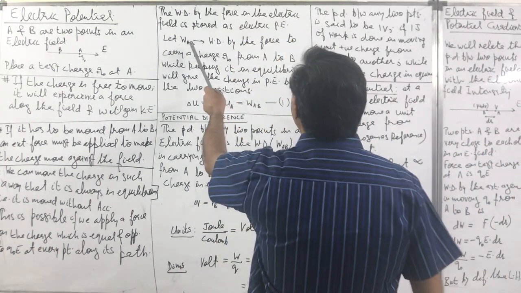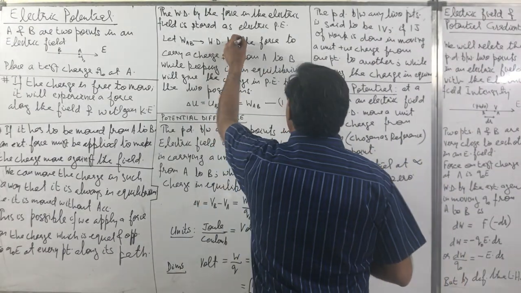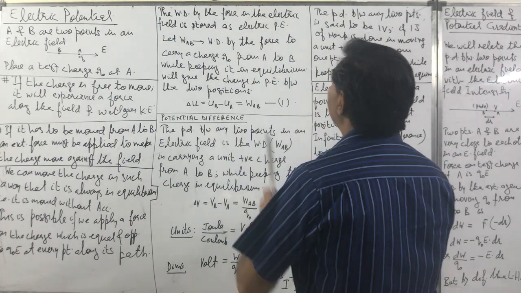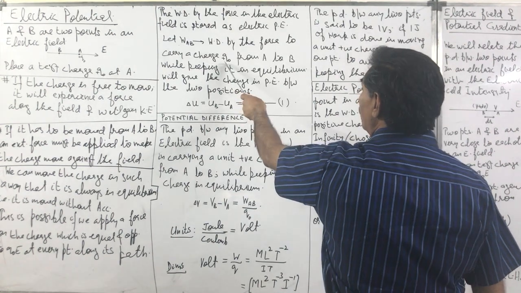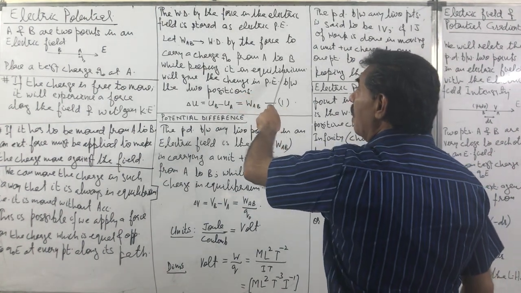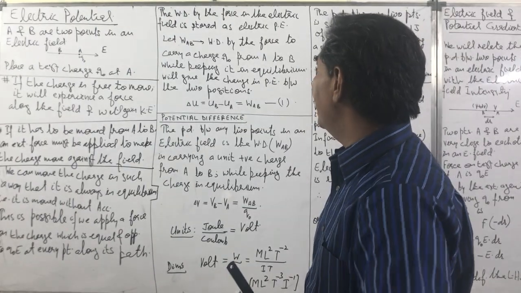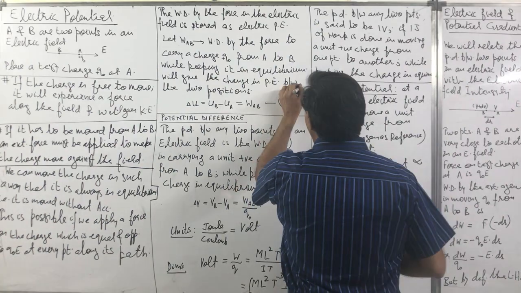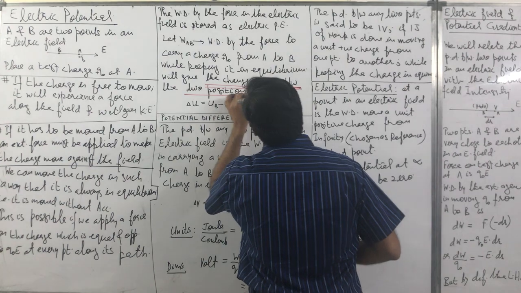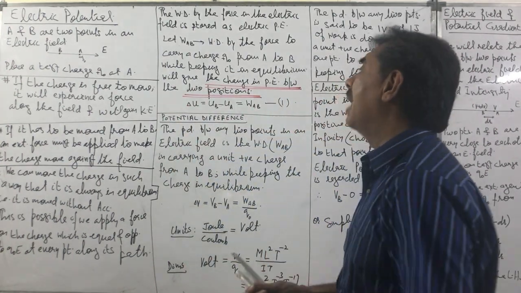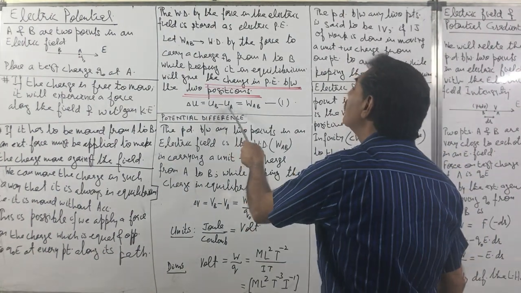He says if WAB is the work done by the force, this force being an external agent here, to carry a charge plus Q naught from A to B while keeping it in equilibrium, it will give the change in potential energy between the two positions. I have called that delta U. And delta U will be UB minus UA.